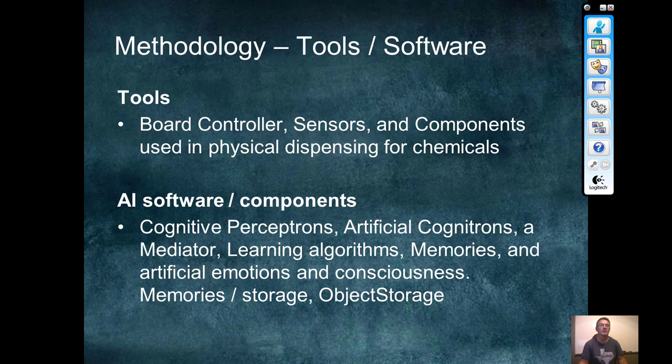Some of the components that are in the cloud include our cognitive perceptrons and artificial cognitrons. We have a mediator, some learning algorithms, and a number of other components that were shown in the diagram.